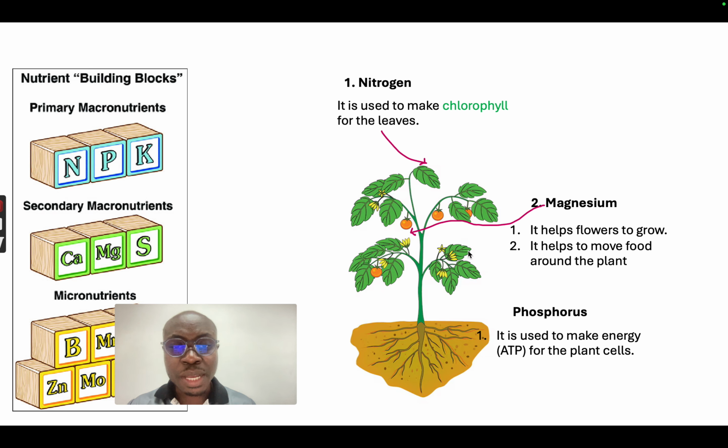Magnesium helps to make flowers, okay? And helps to make the food, the fruit, okay? Phosphorus helps to make energy for the plant cell. ATP makes energy.